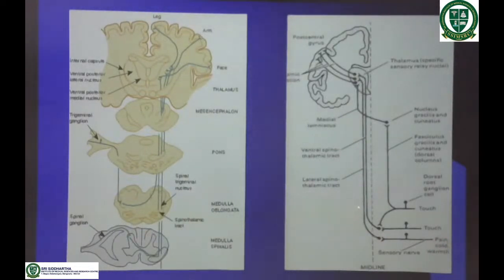and it crosses immediately after the origin and forms the lateral spinothalamic tract, which ascends and relays in the thalamus, that is the VPN, the ventroposterior nucleus of the thalamus. From there the radiating fibers will enter the sensory pathways S1 and S2, that is the sensory cortex. Okay, this is how you should draw the lateral and the ventral spinothalamic tract.